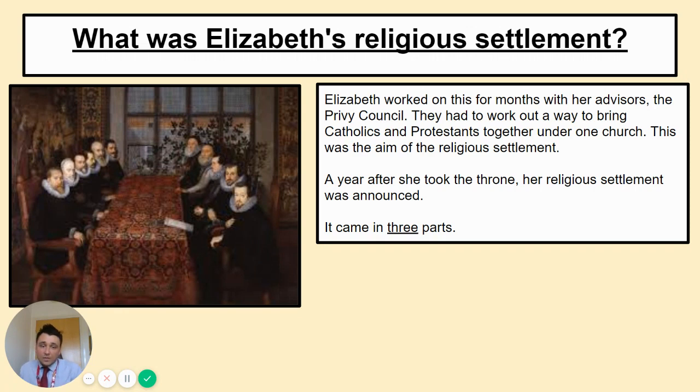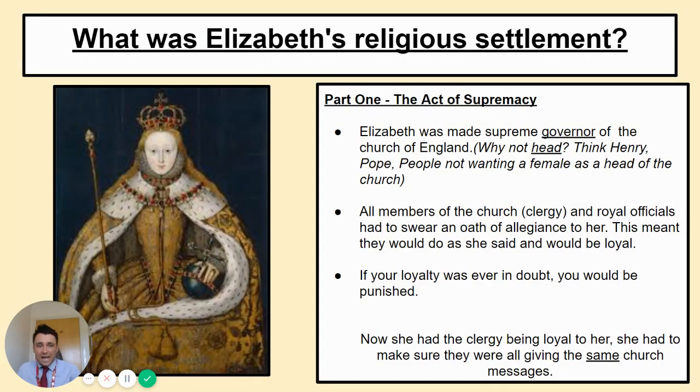Now, a year after she took to the throne in 1559, her religious settlement was announced, and it came in three parts. Part 1 is the Act of Supremacy. Now, Elizabeth was made Supreme Governor of the Church of England. Now, that's interesting. She could have said, I am the head of the Church of England, but she chose the title Governor instead. Why was that? Well, there were a few reasons.